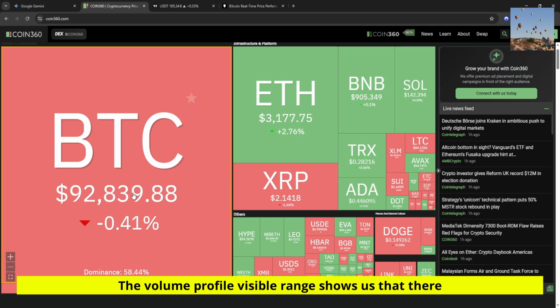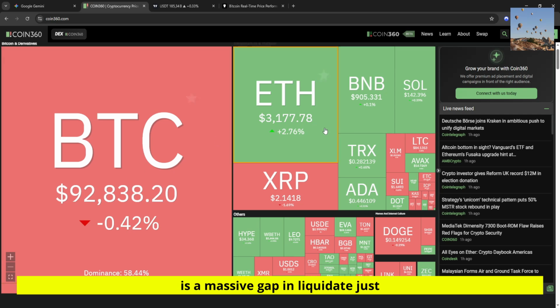The volume profile visible range shows us that there is a massive gap in liquidity just above the current price level, which means if we break resistance, the price could move up very quickly.